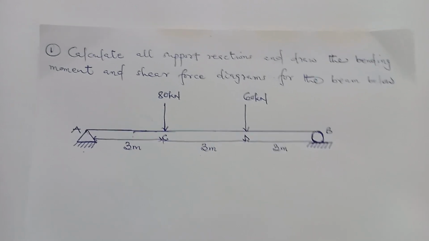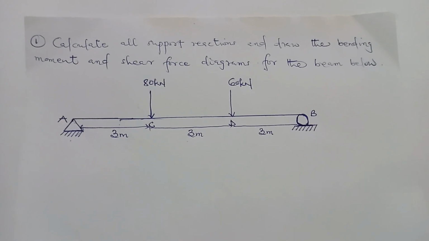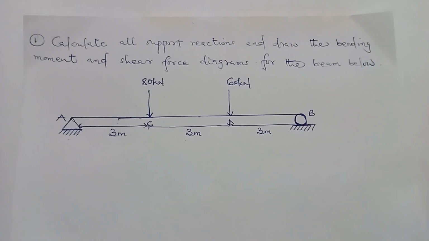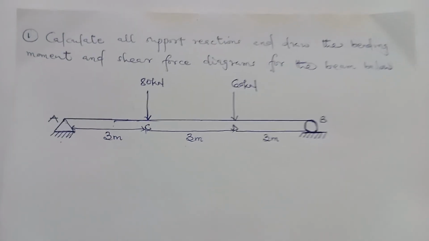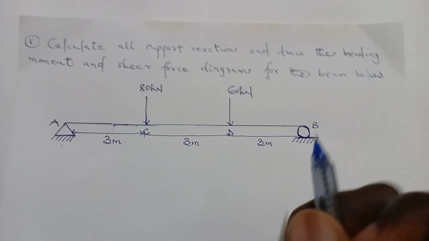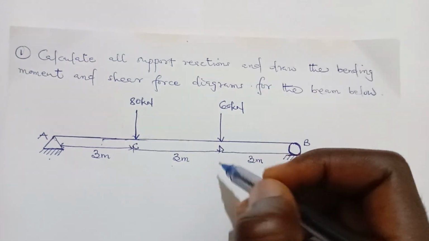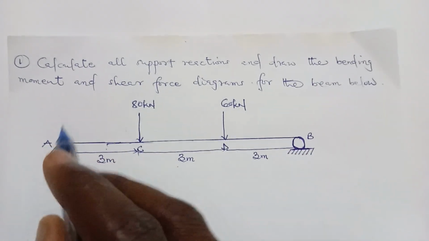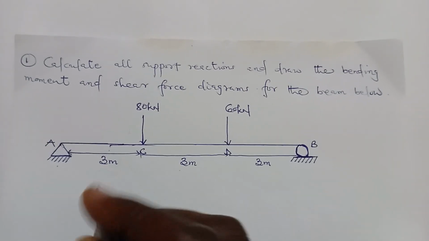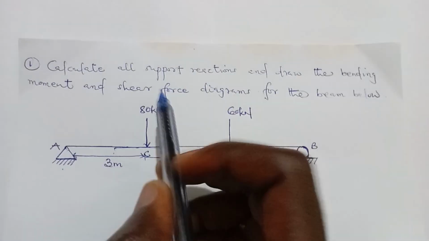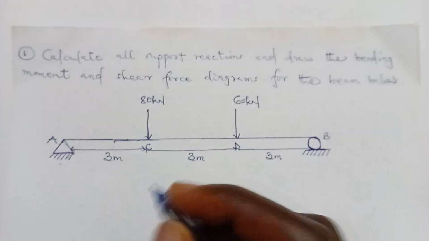In this video, we'll be learning how to calculate support reactions and draw bending moment and shear force diagrams. So this is a simply supported beam with 2 point loads acting at point C and point D. The total span of the beam is 9 meters. The question says we should calculate the support reactions, so let's start with that first.